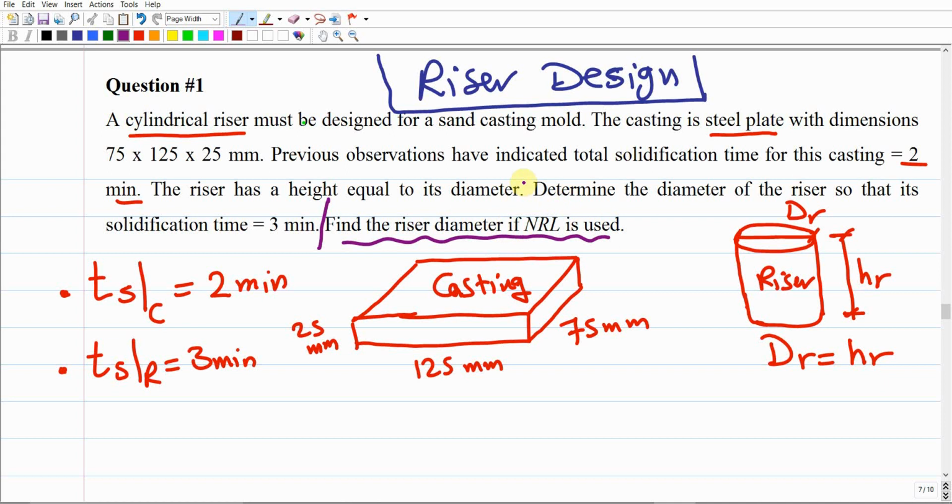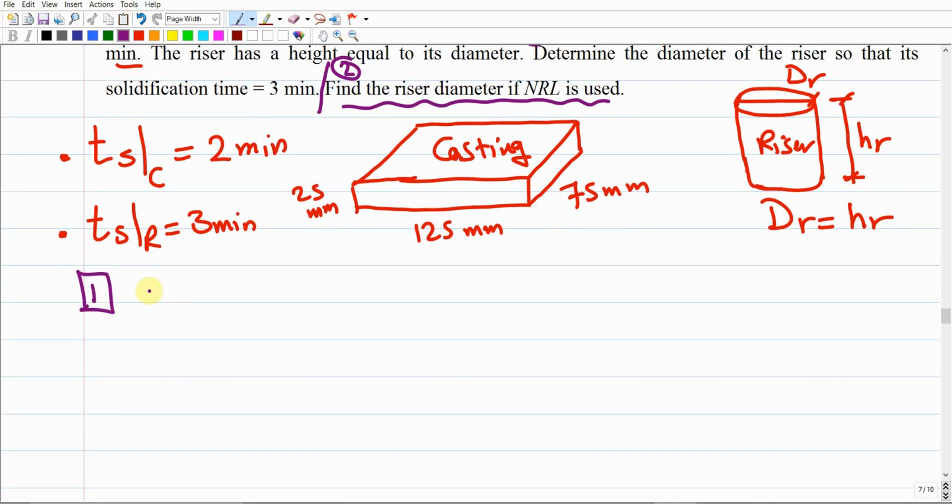This is the first requirement, and this is the second requirement. It is required to determine the diameter of the riser so that its solidification time is 3 minutes, which means 1 minute higher than the 2 minutes of the casting solidification time, right? Since we are talking about solidification time, for the first requirement you have to use Chvorinov's method. Make sense? Then we can simply solve the problem using the Naval Research Lab method. This is for the second requirement. So for the first method, this is what we're going to start with: Chvorinov's method.